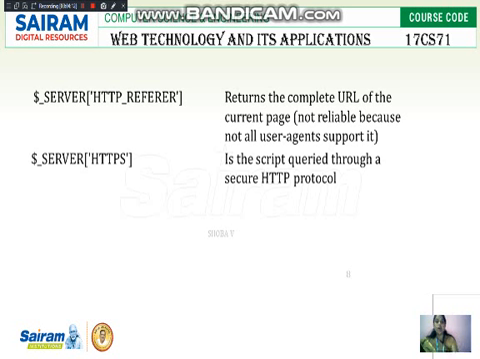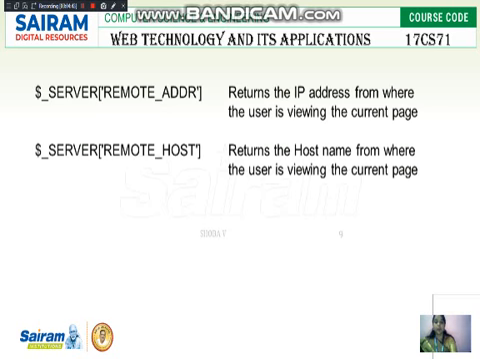Why is it not reliable? Because there is no secure transaction, and sensitive information may get hacked, and not all user agents support this. Because it returns a complete URL of the current page, it is visible to all users, so this may sometimes get delayed. And HTTPS indicates the script is queried through a secure HTTP protocol. By using HTTPS, you get a secure HTTP protocol. And REMOTE_ADDR returns the IP address from where the user is viewing the current page.